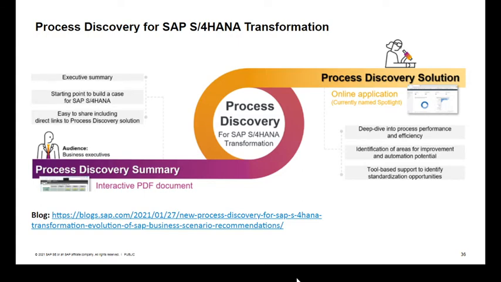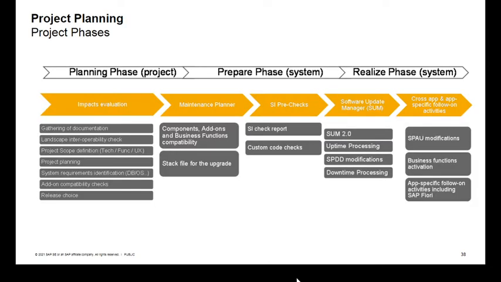Okay. Now let's move ahead. How to upgrade on a technical level. Before, we looked more into the methodology, how you can identify what you actually want to bring for your business with the upgrade. Now we're looking into the more technical part. How do you lift up the system to finally get to the latest S4HANA release? This is differentiated into different phases. We have a planning phase, we have a preparation phase, and we have a realization phase.